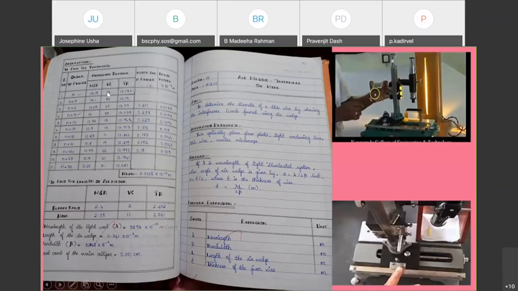Then you have to take the main scale reading in this horizontal scale. See, actually in this vernier scale you will have 1 to 50 divisions. In the main scale reading, each division is 0.05 centimeter. So the first division is 0.05, the next division is 0.1, next 0.15, 0.2, 0.25, 0.3. Like that we have to count.